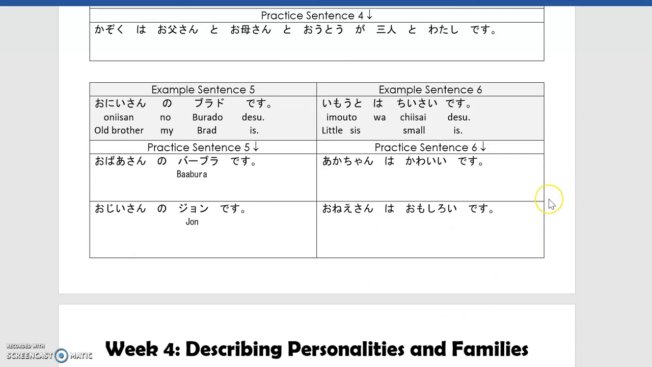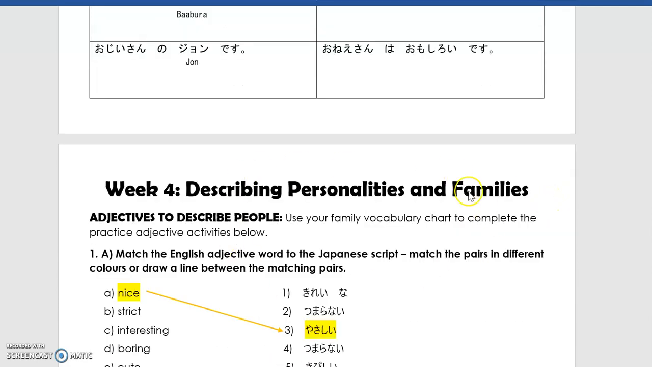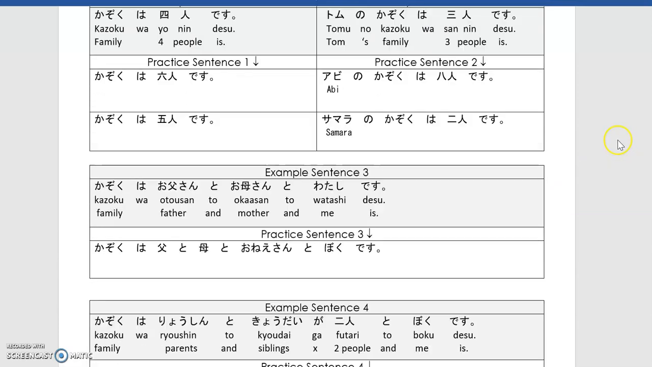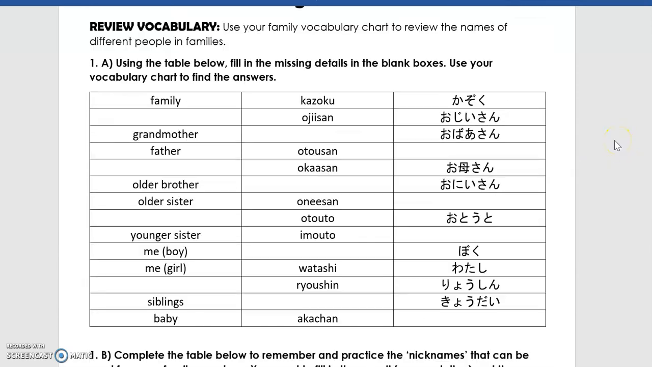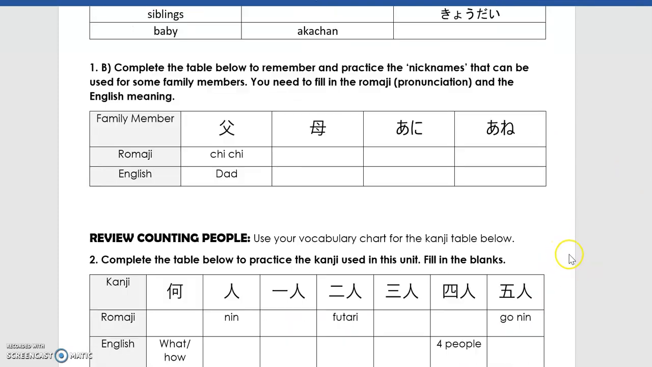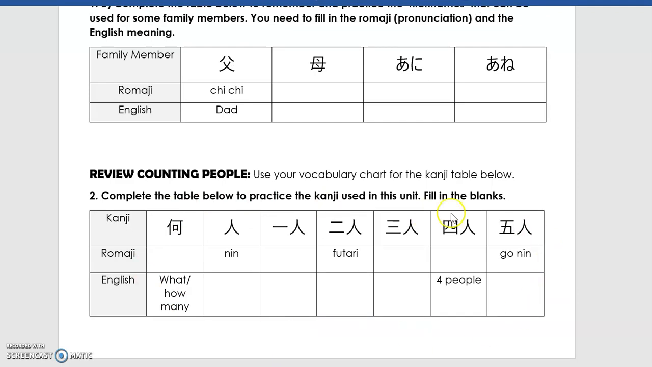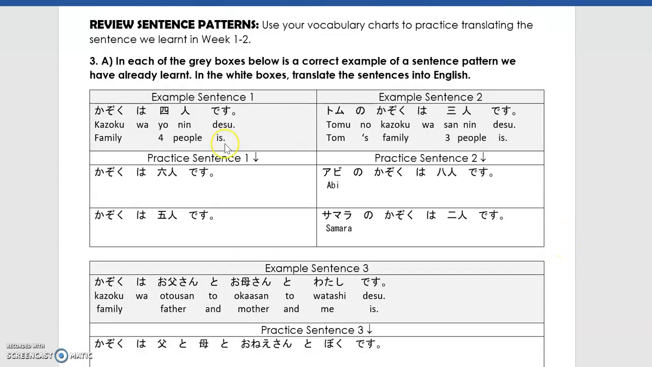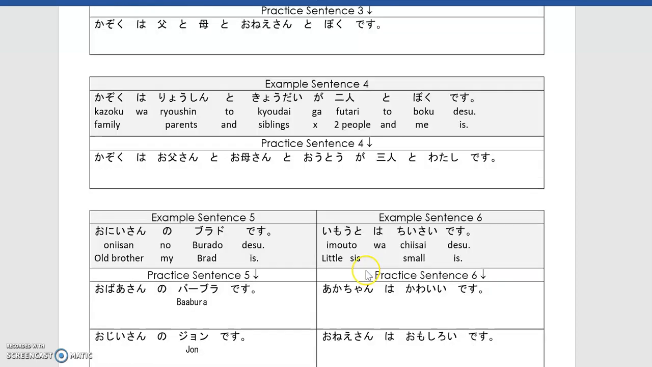And that is all we have for week 3. You can see that our week 4 stuff starts here. So as I said, only 2 pages each for each week, filling in the table with the missing blanks, filling in our kanji, how we look at nicknames, reviewing how to count family members and how to say the numbers, and then reviewing all of our sentence patterns we've learnt so far.